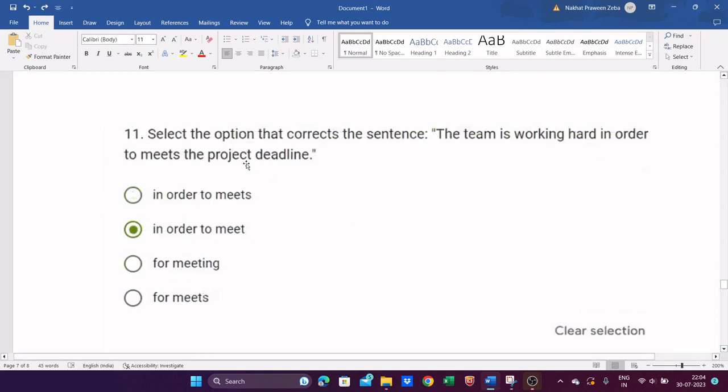In order to meet, eliminated. For meeting, no. For meets, no. In order to meet is the correct one. The team is working hard in order to meet the project deadline. So option B will be the correct answer.